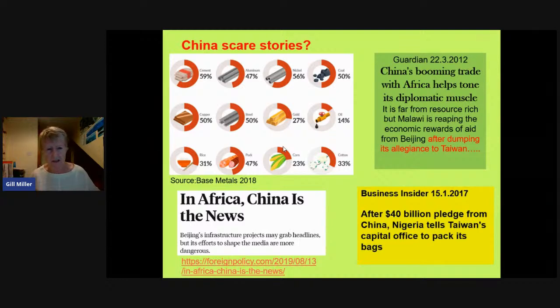So one of the issues, or the thoughts, perspectives, is that the People's Republic are trying to influence the African states to vote against Taiwan joining the United Nations. So that's the background to those two. Business Insider: after a $40 million pledge from China, Nigeria tells Taiwan's capital office to pack its bags. The People's Republic of China does not like the independence of Taiwan.